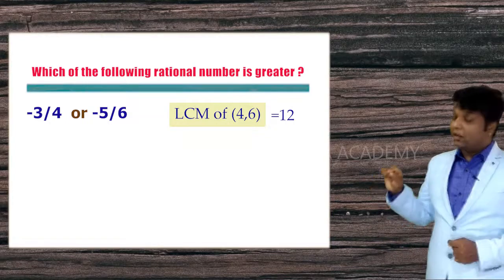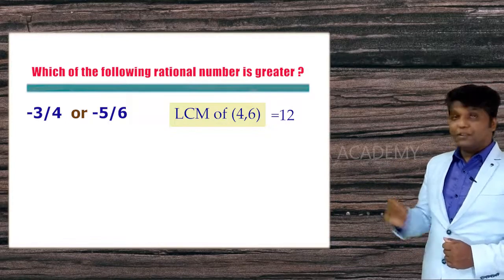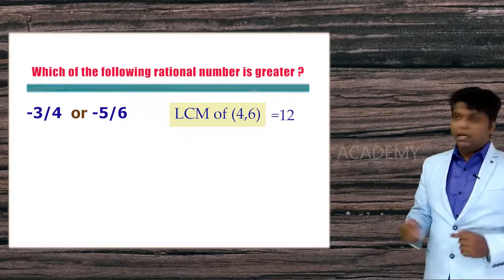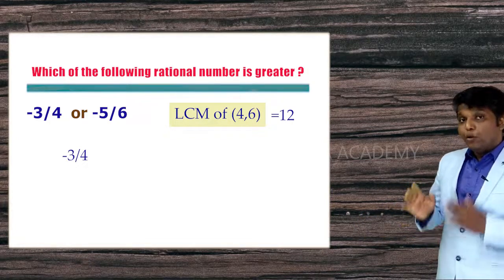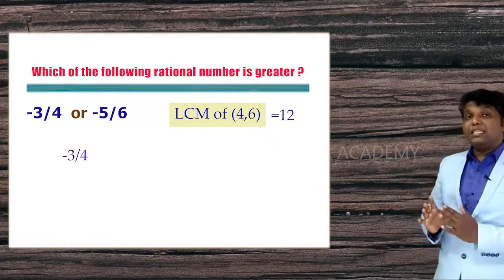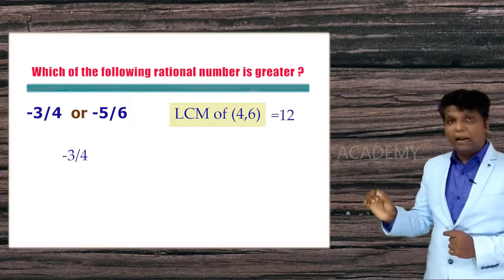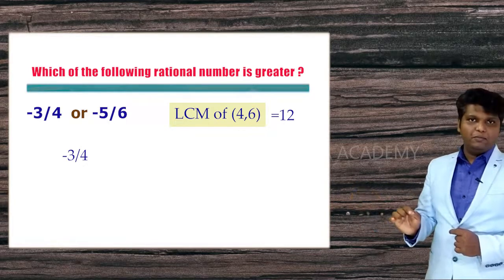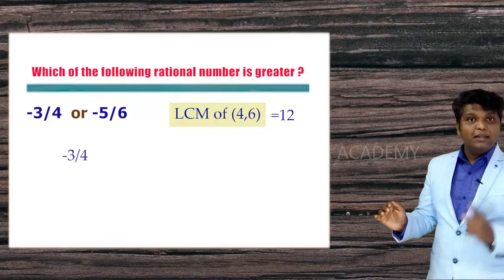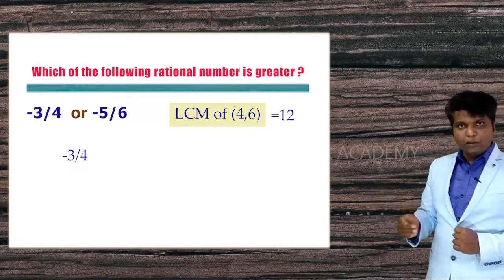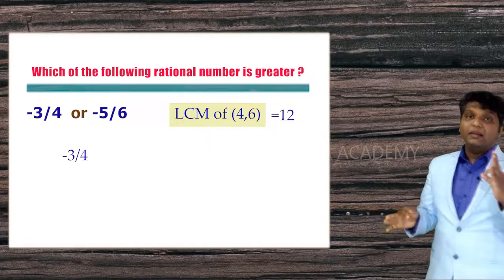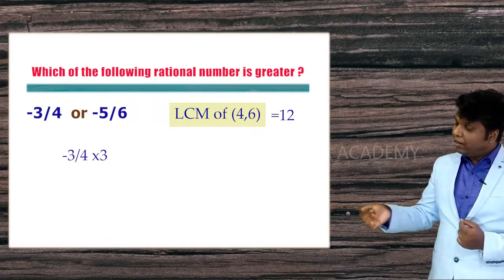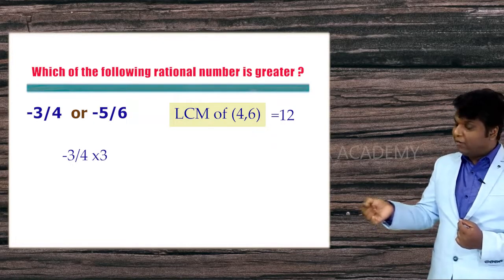Now let us pick up the first fraction. What is the first fraction? Minus 3 by 4. Here 4 is the denominator. So tell me, by which number should this 4 be multiplied so that it will become 12? 4 into 3, right? 4 3s are 12. That means you have to multiply the denominator by 3. So on the denominator part, we will write 4 into 3.